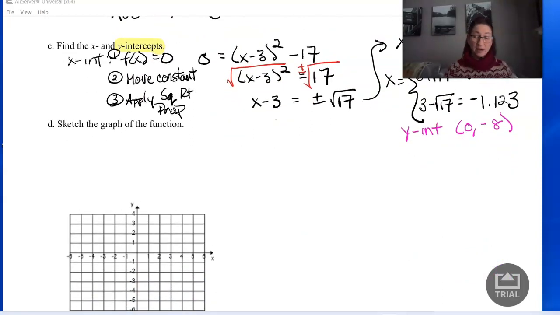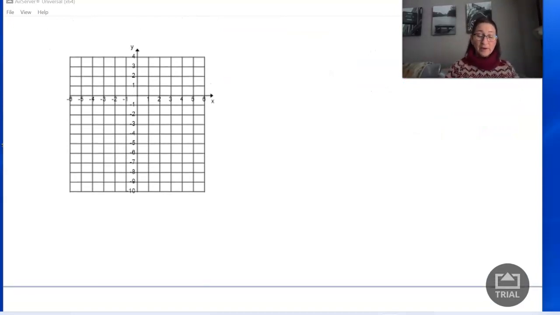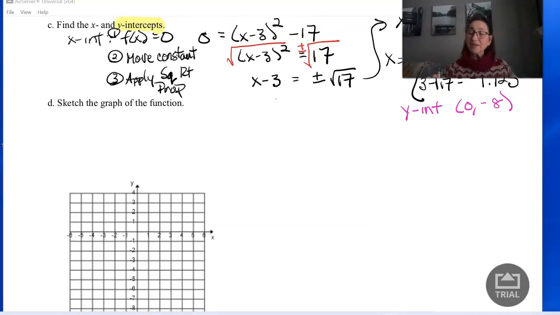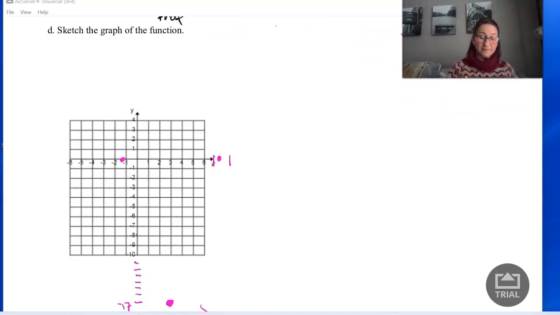So now let's go ahead and sketch this. So we have a vertex of 3, negative 17, which, of course, 1, 2, 3, 4, 5, 6, 7. There's negative 17. So 3, negative 17 is just roughly right there. All right. My first x-intercept is 7.123, so I don't know, that's right about here. And my second x-intercept is negative 1.123, right there. And my y-intercept is 0, negative 8, right there.